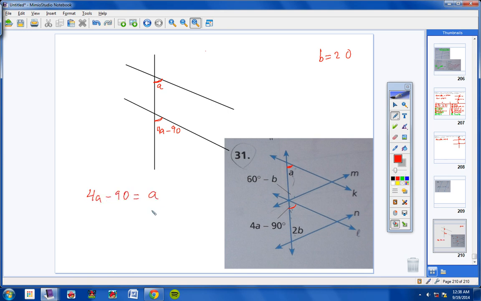Okay, so I'm going to bring the 4a over and make it a negative 4a, so it's gone. So I'm left with negative 90 equals 1a minus 4a is negative 3a. Now divide both sides by negative 3. Divide by negative 3, divide by negative 3. And negative divided by a negative is a positive. 90 divided by 3 is 30. So 30 equals a. So there we go.